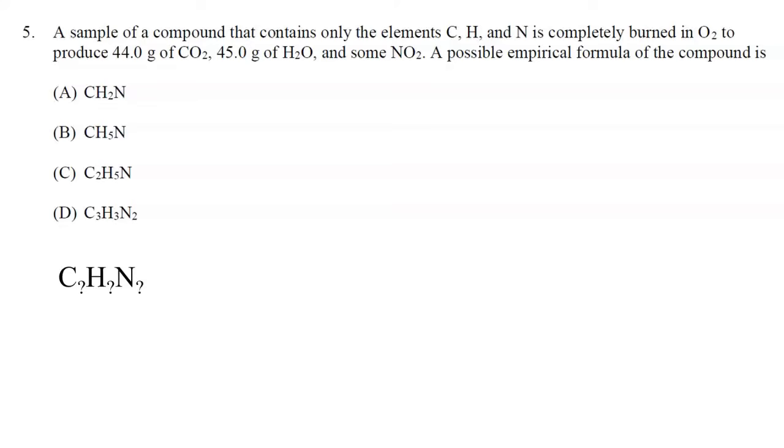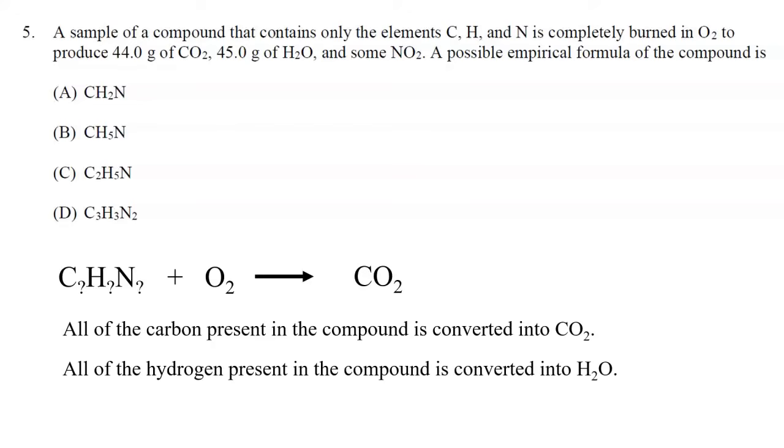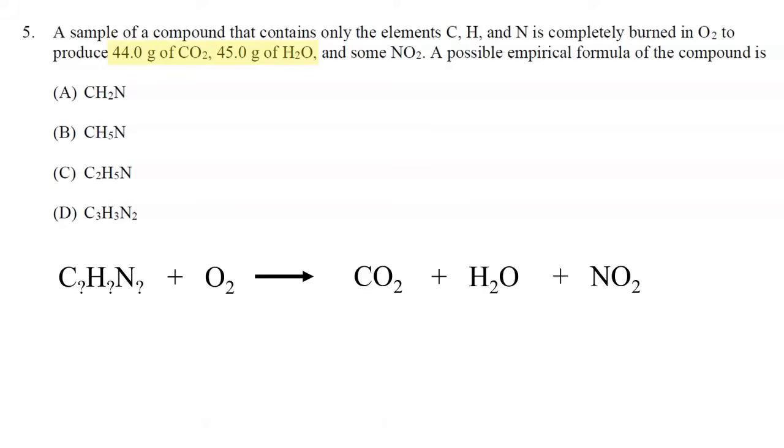We do know that it was burned completely in oxygen. So at that point, all of the carbon that was originally present in the compound, after it's burned, will be converted into CO2. That's one of the products. All of the hydrogen that is present in the compound is converted into H2O. And then all of the nitrogen present in the compound is converted into NO2. Focusing on the numbers that we are given in this problem, we have 44 grams of CO2 and 45 grams of H2O. Let's figure out how to go from grams to moles.